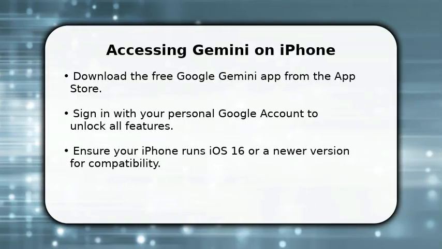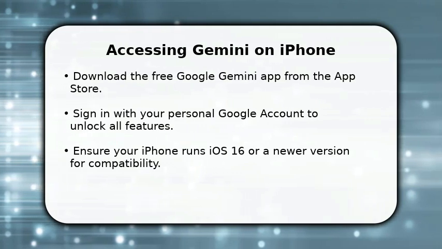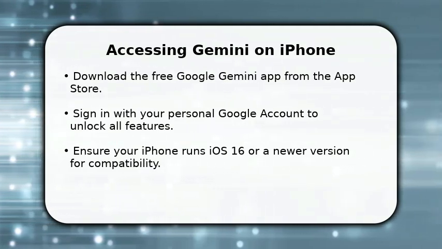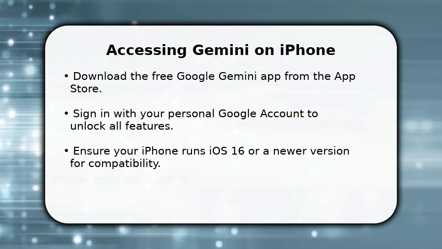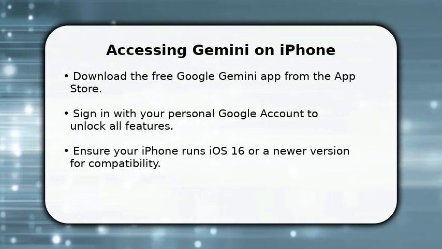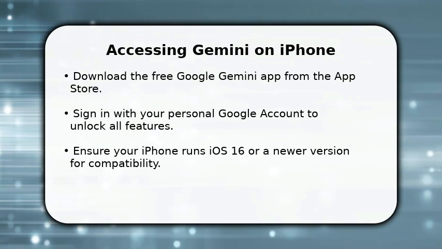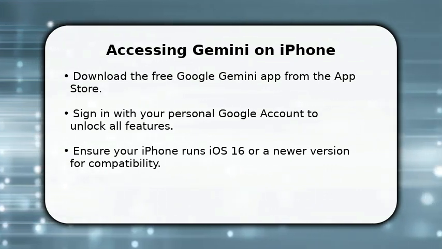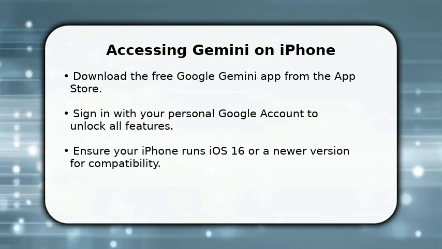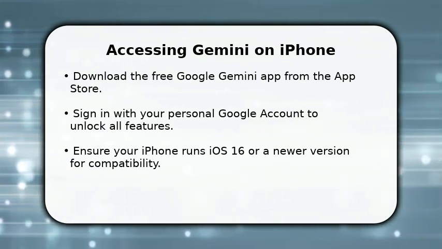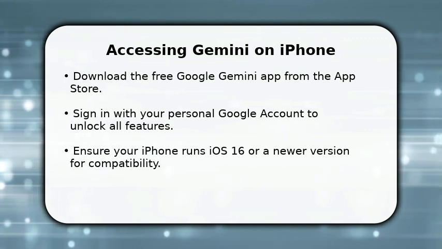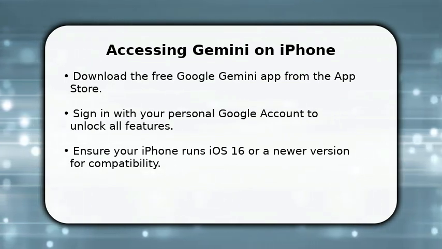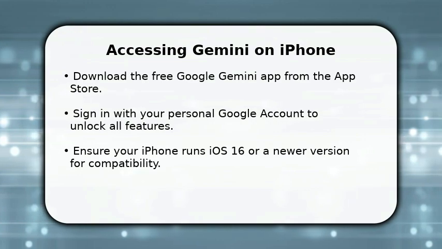In this video, I will explain how to use Gemini on your iPhone. To begin, download the dedicated Google Gemini app directly from the App Store. Once installed, simply sign in with your personal Google account to access all of Gemini's powerful features. It's important to note that your iPhone needs to be running iOS 16 or a newer version to ensure full compatibility and the best experience with the app.